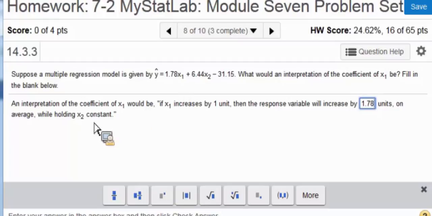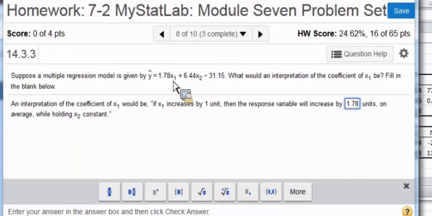Kendra, yes. For this coefficient, ignore x2. Because the only time this coefficient comes into play is when it's multiplied by x1. Well, 1.78 is the slope here. If this number was minus 4, then it would say if x1 increases by 1 unit, then the response will decrease by 4. It's just like with just one x variable slope. It's just for multiple regression, since it's too complicated to analyze when everything is changing at the same time, the first thing we do is to analyze when one variable changes and everything else stays the same.